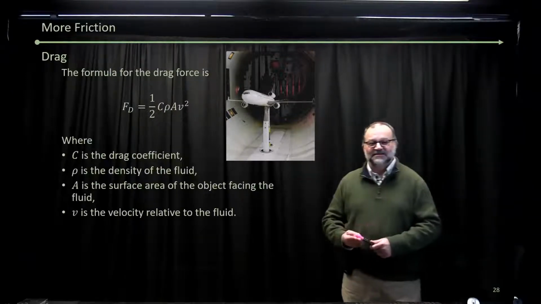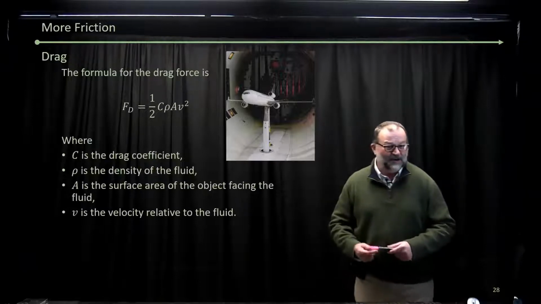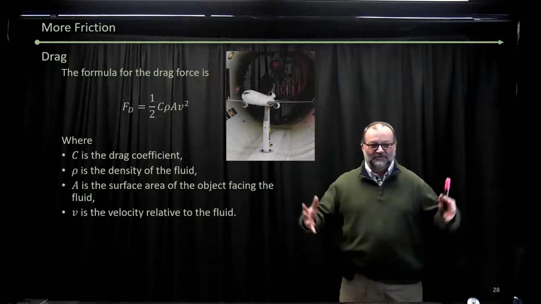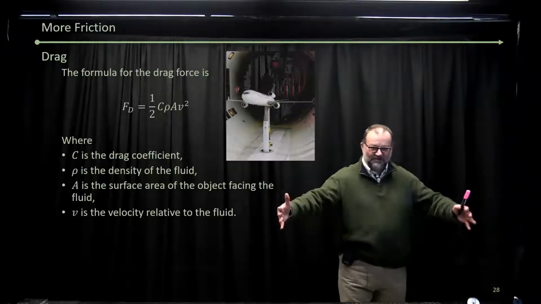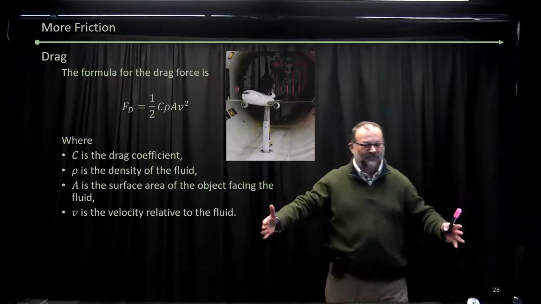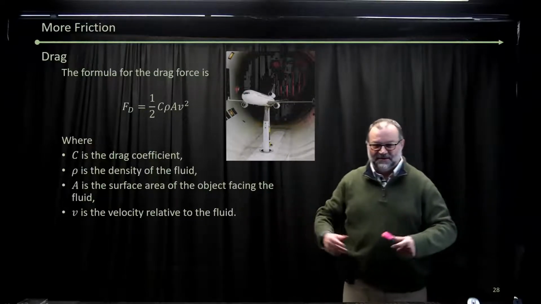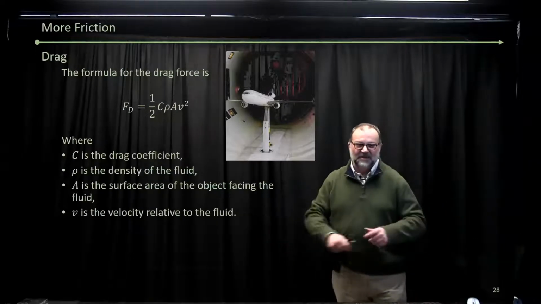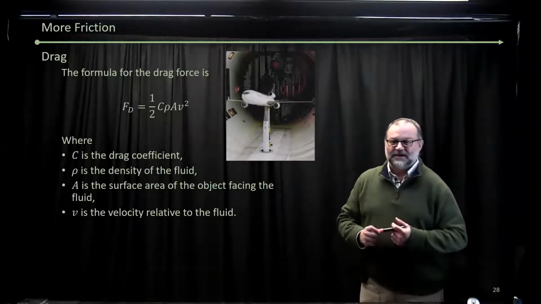Rho is the density of the fluid, in this case air, which is more dense than you might think, 1.29 kilograms per cubic meter. So a cubic meter of air is 1.29 kilograms, which is a few pounds. You don't think of air as being heavy, but it's actually pretty heavy.